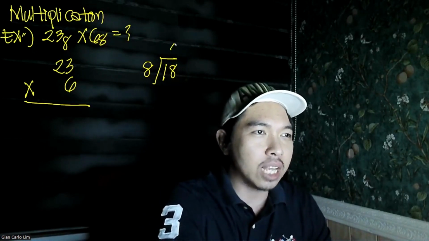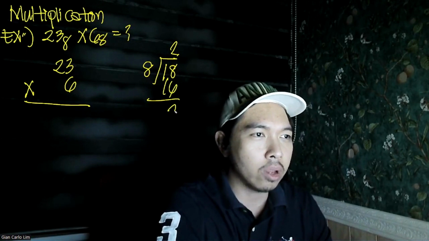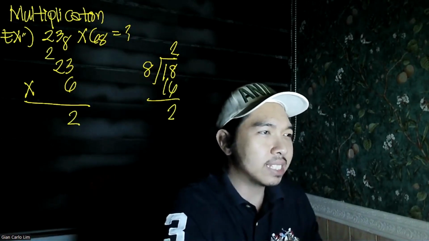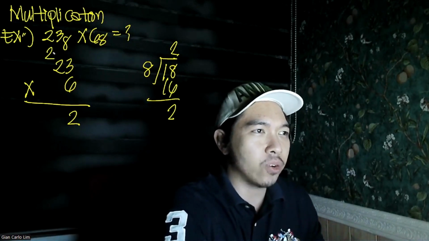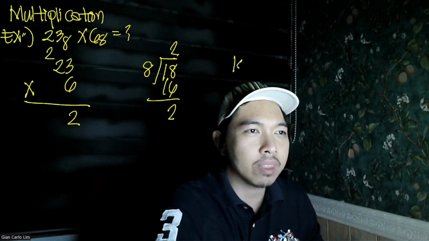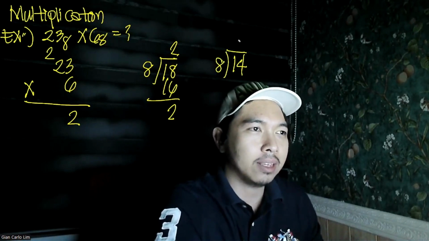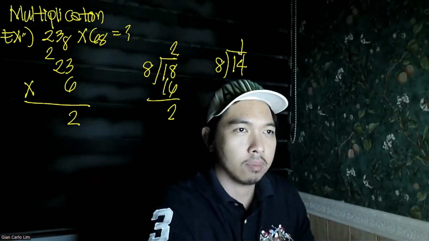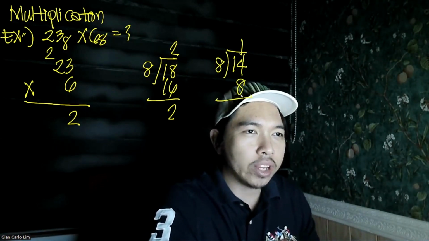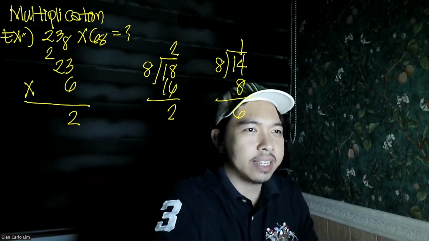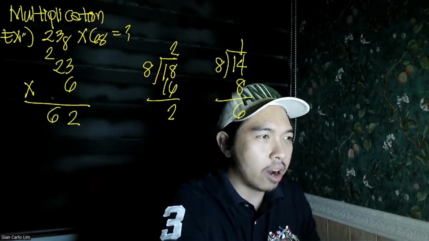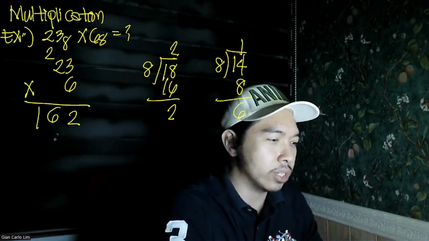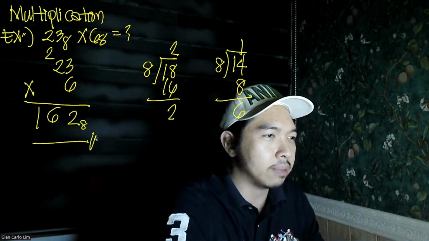So 8 and 18, so that would be 2, 16, remainder 2. So therefore, that would be 2, carry 2. 6 times 2, so that is 12 plus 2, so that is 14. Ganun ulit, 14 divided by 8. So 14 and 8, so that is 6. 6 would be on the product part, 1 would be carry. Since wala nang i-multiply, we just bring that down. And that's the answer, 162 base 8.